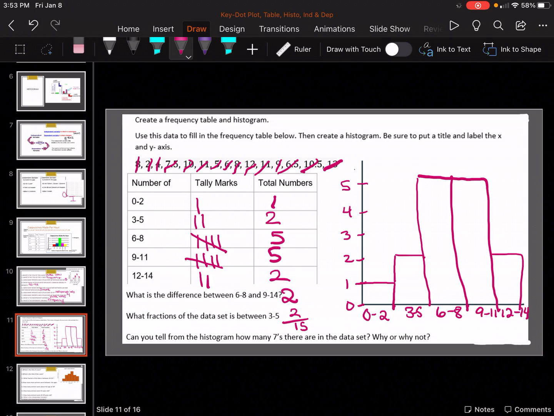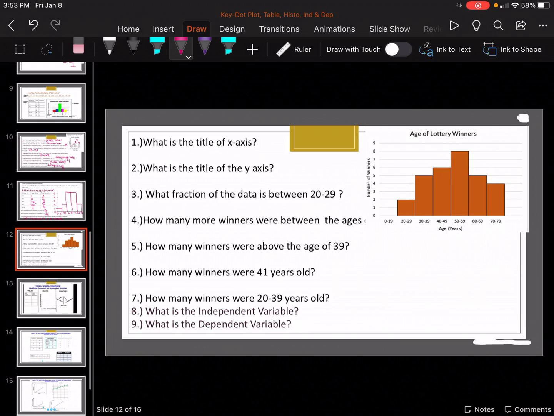Can you tell from the histogram how many 7s there are in the data set? From the histogram, no, because it is a range. Okay. So the title is the age. The y-axis is the number of winners.